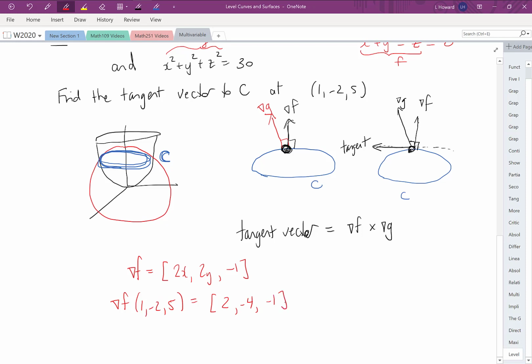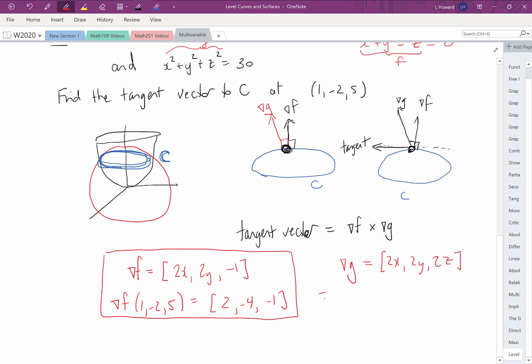Okay, and then we'll do the same thing for the gradient of g. I'll do that part over on the right side of the screen. So g was x squared plus y squared plus z squared, taking the gradient, 2x, 2y, 2z. And again, we're going to evaluate that at the point that we're interested in, the 1, -2, 5. So that's going to give us 2, -4, 10.